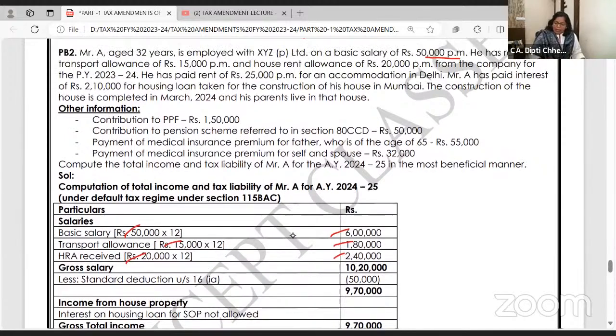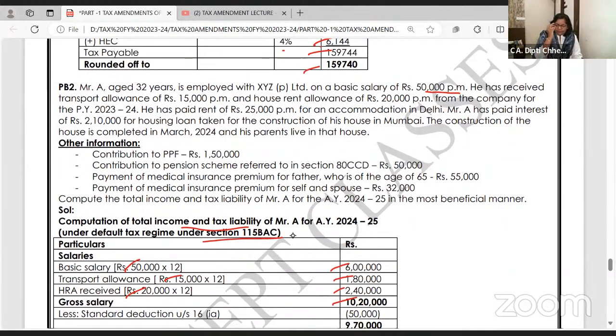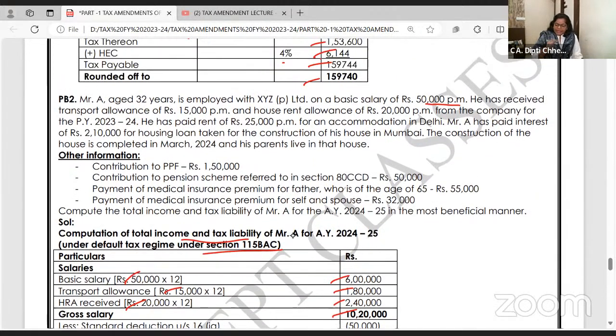2,40,000. Ma'am, house rent allowance mein can you claim 10(13A)? No, because we are calculating tax and income as per the default tax regime, that is 115BAC. Now, what's your gross salary? 10,20,000. Done? Okay. So now standard deduction.